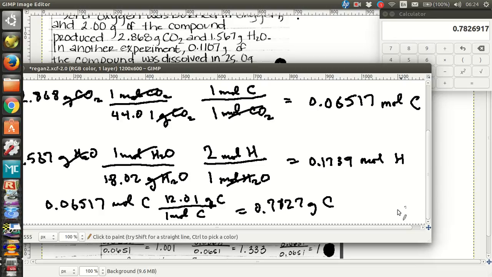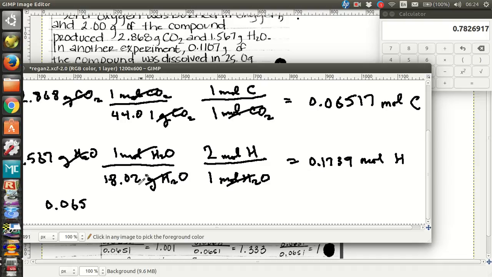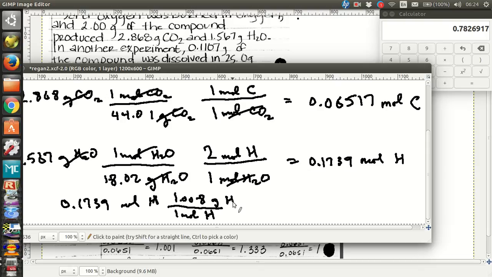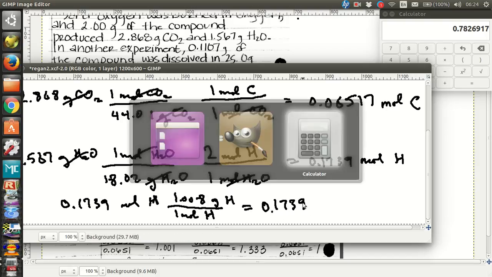Do the same thing for hydrogen. I got 0.1739 moles of hydrogen, and in 1 mole of hydrogen, I have 1.008 grams of hydrogen on the periodic table, and so I end up with, I mean, this is like 1 times 0.1739, so I end up with 0.1739. Let's just make sure.